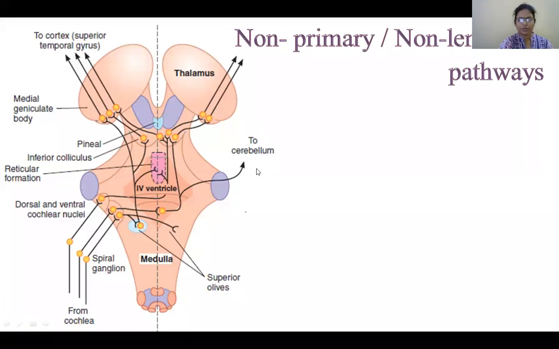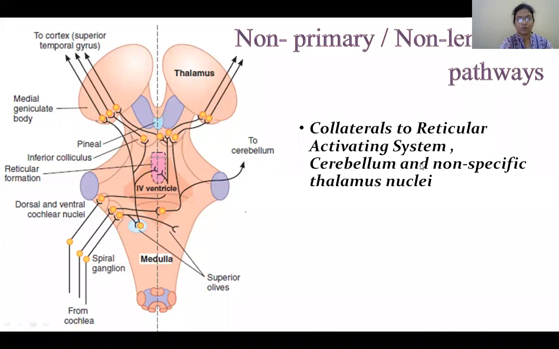Some information is going to the cerebellum. From here, some information is also going to the thalamus. So these collaterals form non-primary or non-lemniscal pathways. In short, we can say that the auditory pathway is not only concerned with hearing, it has other different roles. So the collaterals go to the reticular activating system, cerebellum, and non-specific thalamus or specific nuclei of thalamus.